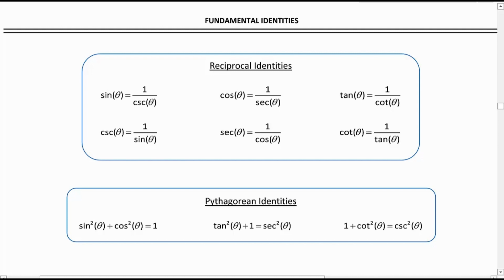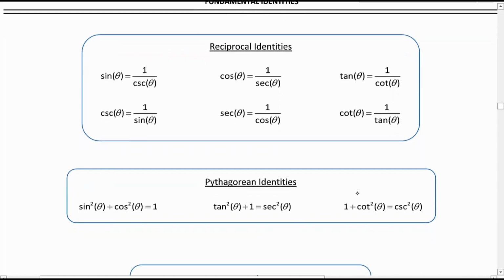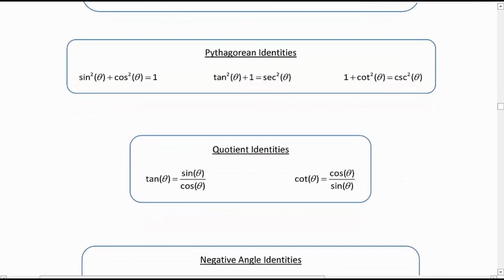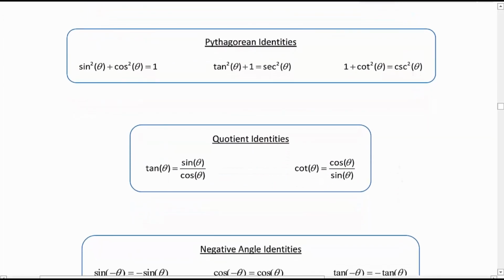Our next three are our Pythagorean identities. These are used very, very frequently. The most basic Pythagorean identity is the first one, sine squared theta plus cosine squared theta equals 1. You're going to use this all the time when we get to verifying trigonometric identities and solving trigonometric equations.